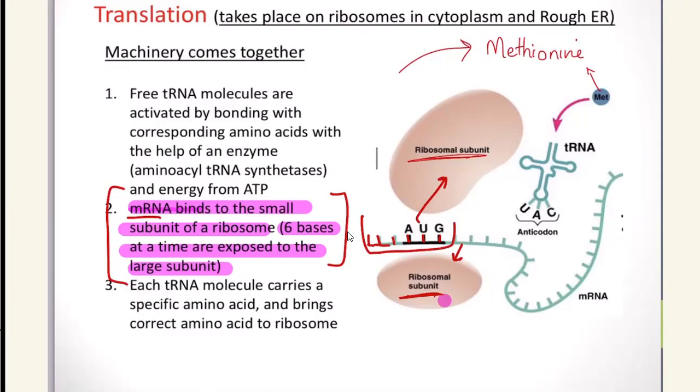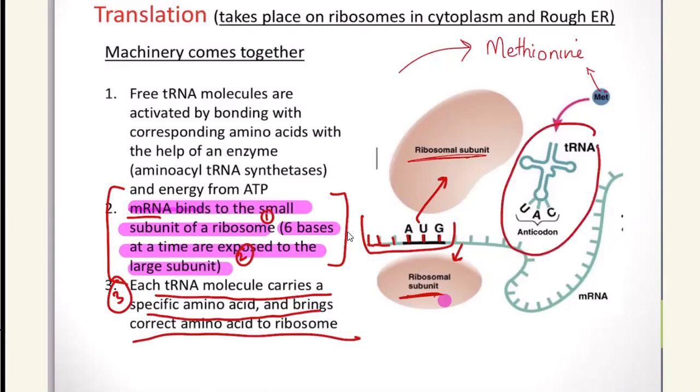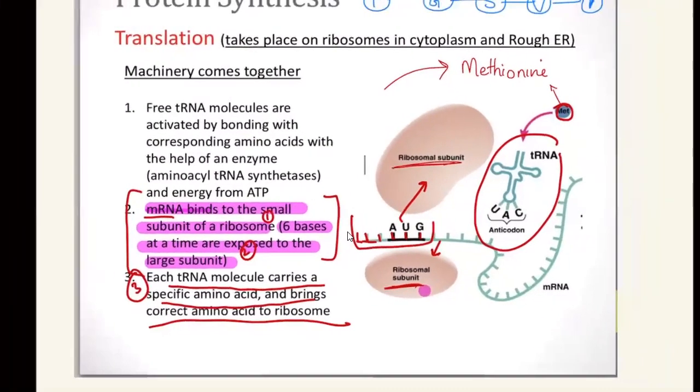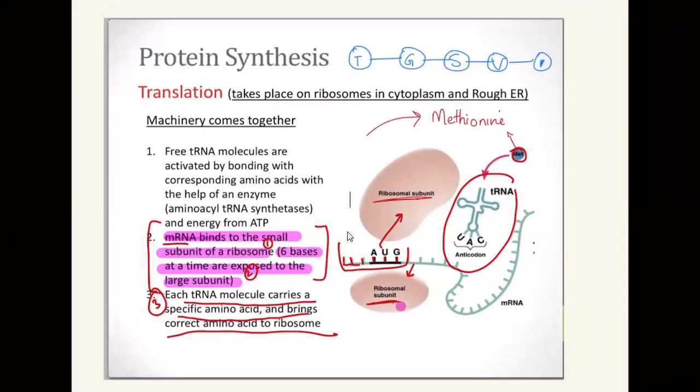So this can be one point and this can be a second point. And a third point is that each tRNA molecule with its specific amino acid brings the amino acid to the ribosome. So this tRNA that you can see, which is carrying an amino acid on top, where is it coming? It's actually coming and bringing the correct amino acid to the ribosome. So this can be a third function. This question was carrying 4 marks. Okay?